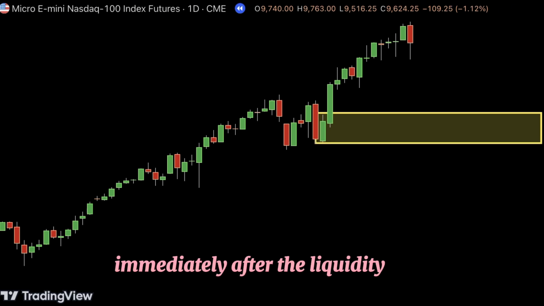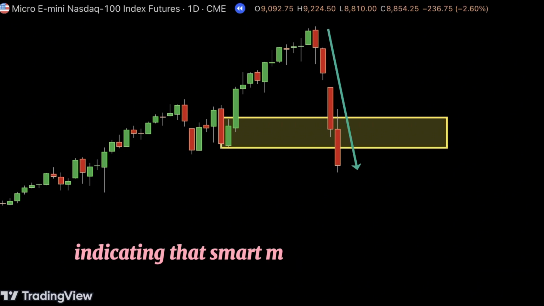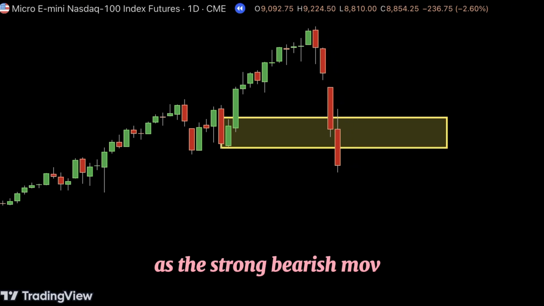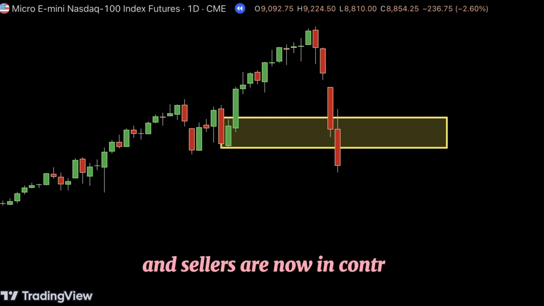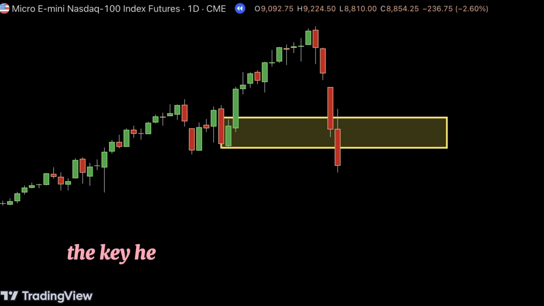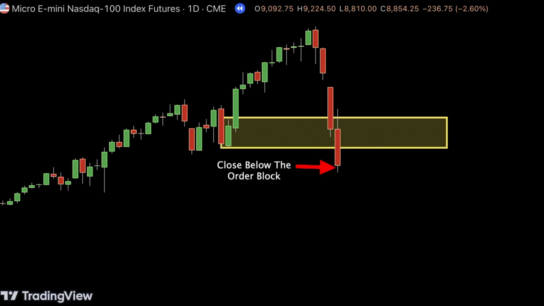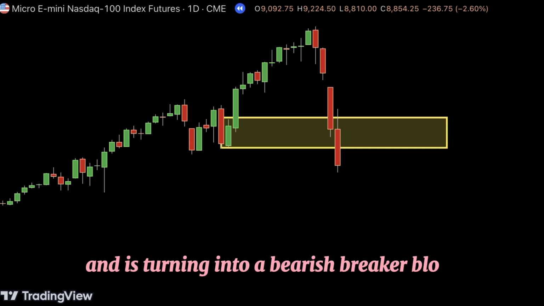Immediately after the liquidity grab, the price shows a sharp downward movement, indicating that smart money has entered the market to drive the price lower. This is a clear reversal signal, as the strong bearish move indicates that the buying pressure has been exhausted and sellers are now in control. The key here is that this sharp move also closes below the previous bullish order block, confirming that the original support level has failed and is turning into a bearish breaker block.